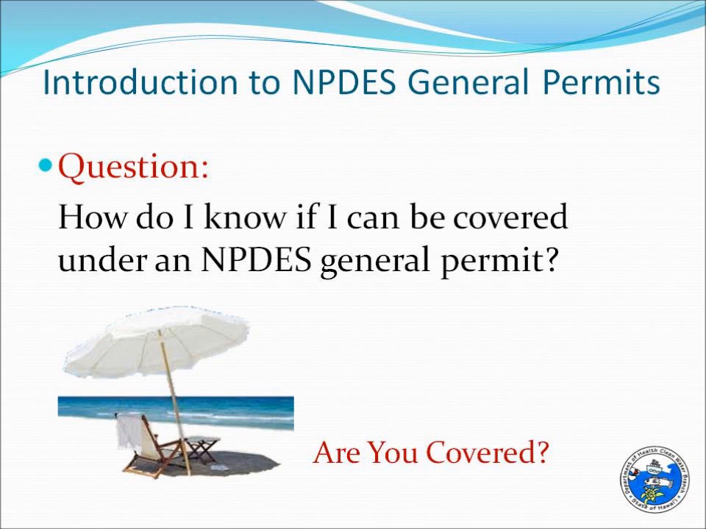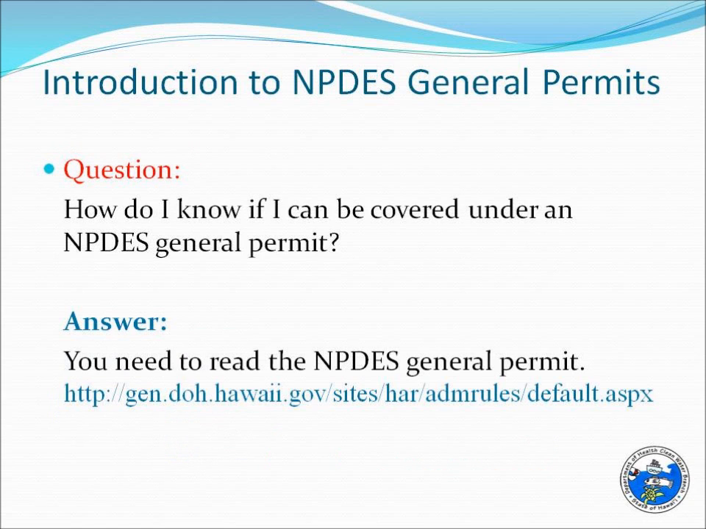The Clean Water Branch is frequently asked, how do I know if I can be covered under an NPDES general permit? The answer to this question is, you need to read the general permit. You need to go line by line looking at each requirement. The reason you need to do this is because only you can determine if you can meet each requirement of the general permit.